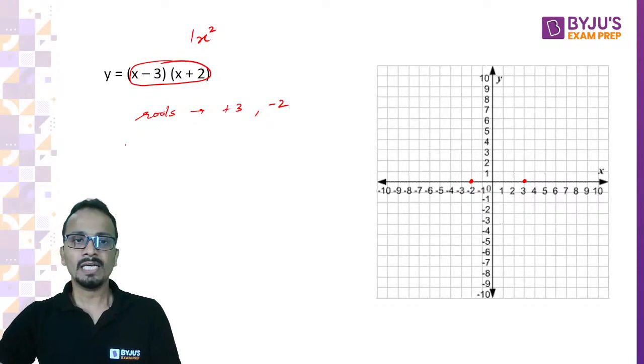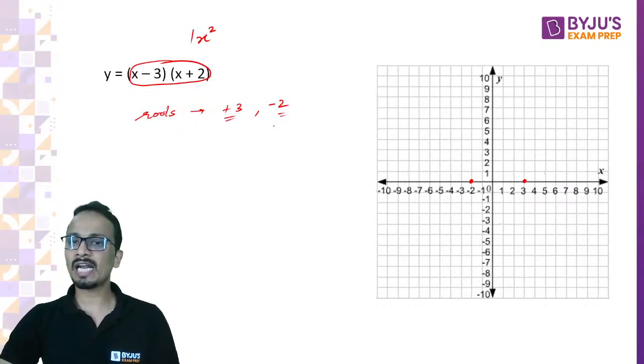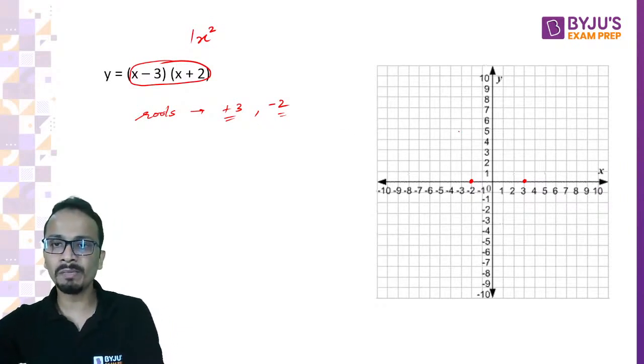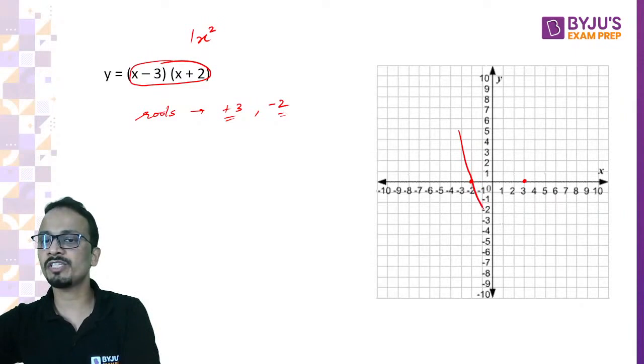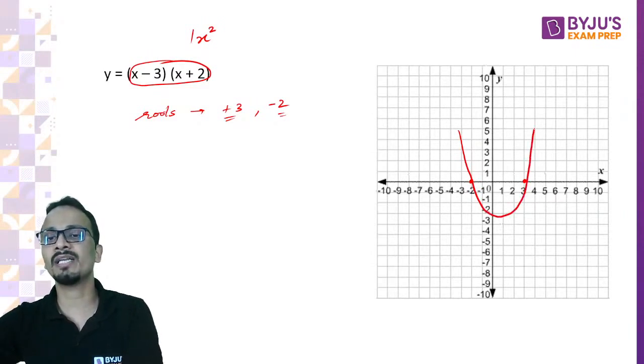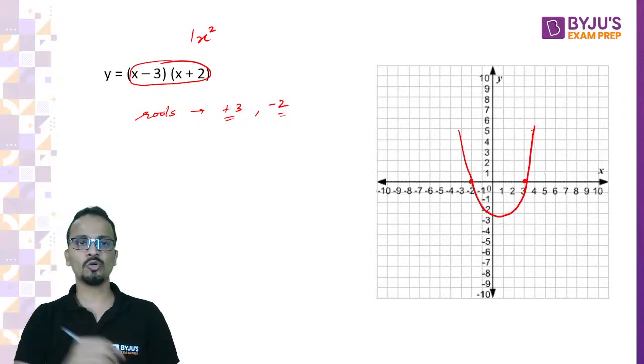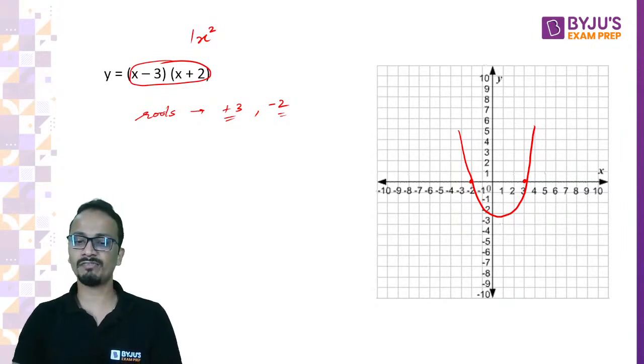In this case, the roots are plus 3 and minus 2. So the graph will pass through plus 3 and minus 2 and it will be an upward opening parabola. So the general shape of this graph will be something like this. All right, this will be the shape of this graph.